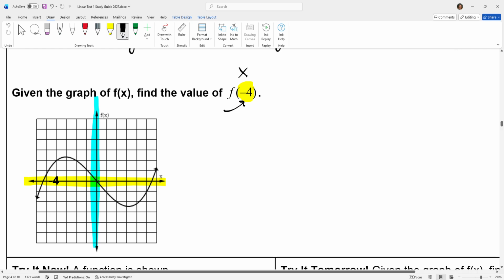So I'm going to go to negative 4 on my number line. I'm going to go 1, 2, 3, 4. That's this line right here. And I want to look at the y value when I cross that graph. That's that point right there. That is positive 2. So f of negative 4 is equal to positive 2.